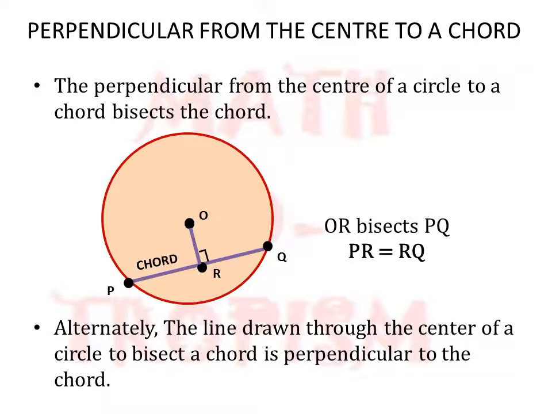Alternately, if we are drawing a line from the center to a chord in such a way that it bisects the chord, or it divides the chord into two equal halves, then that line is going to be perpendicular to the chord.